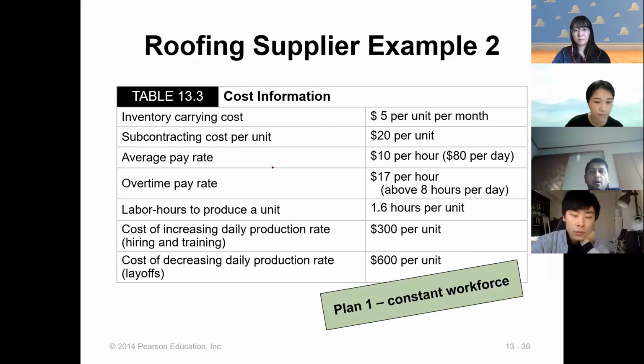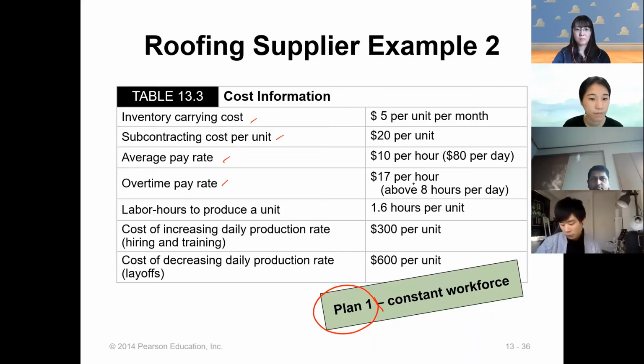Now, my first plan, plan number 1, is constant workforce, and these are the cost information. $5 per unit per month for inventory holding costs or carrying costs. Subcontracting costs, if I need to subcontract, is $20 per unit. Average pay rate is $10 per hour or $80 per day. Overtime rate is $17 per hour, above 8 hours per day.